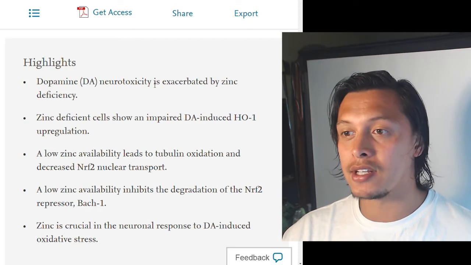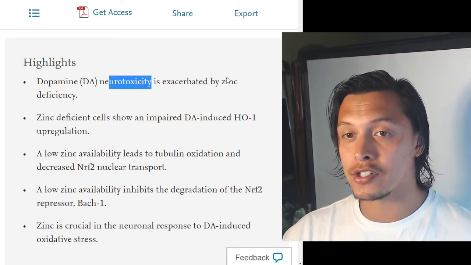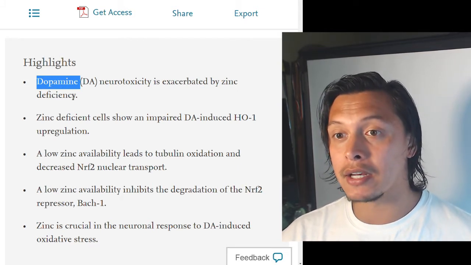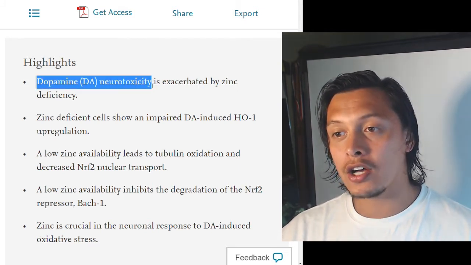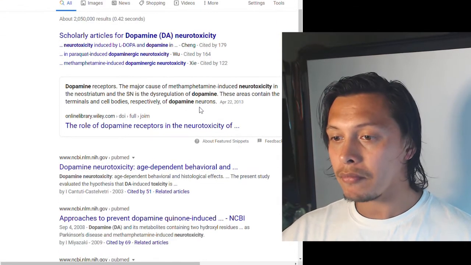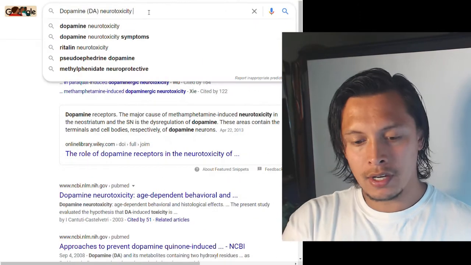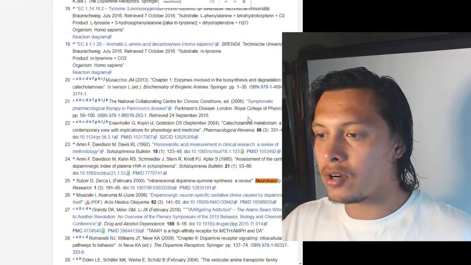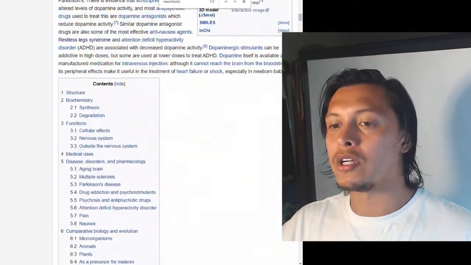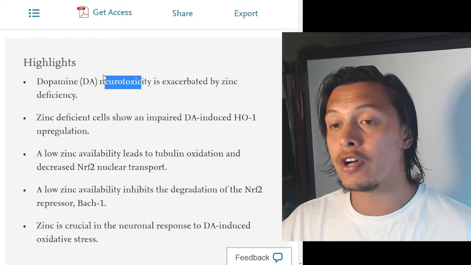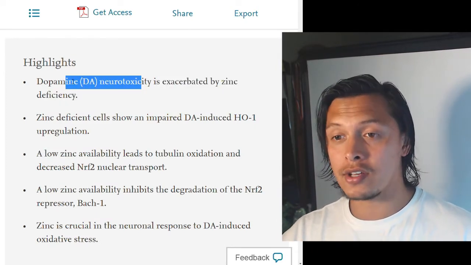Dopamine neurotoxicity is exacerbated by zinc deficiency. So when there are very high levels of dopamine expressed, this can cause neurotoxicity and convince cells to die. Let's see if Wikipedia has neurotoxicity. I don't think I'll be able to find one real quick, but just know that at high levels of dopamine, that can cause cells to die.